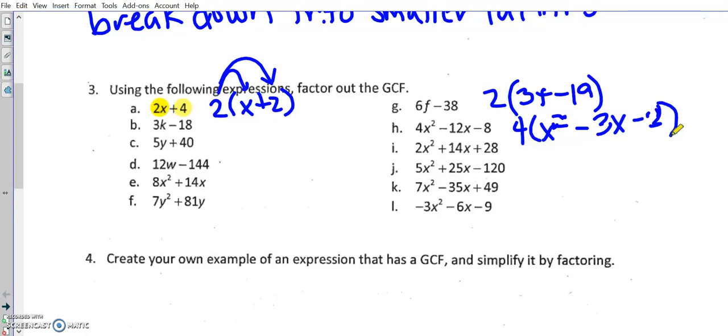Alright, hopefully you actually listened to me and paused the video. So looking at E, I am going to take the greatest common factor of 8 and 14 and x squared and x. I like to think of it in terms of like terms, right? I can only look at the greatest common factor between the numbers, or the coefficients, and the x's. So let's start with the x.